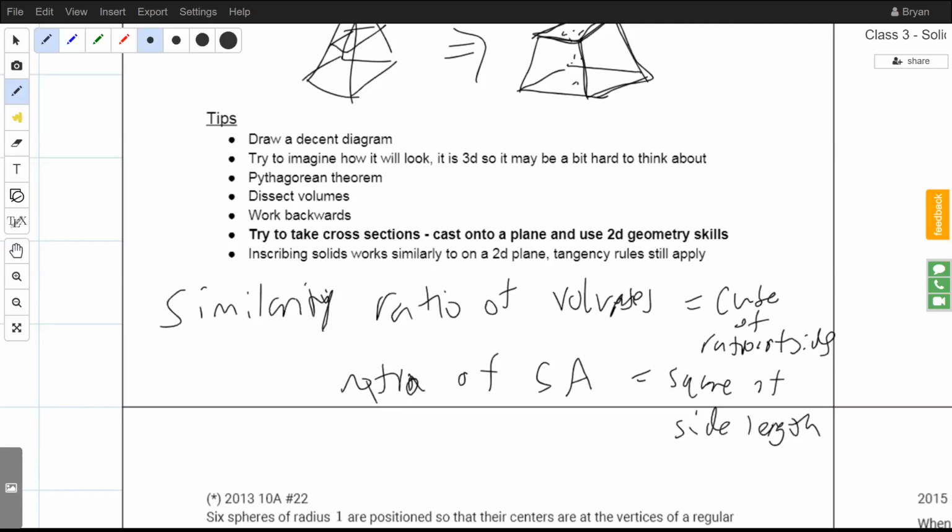And you can think of this as in 2 dimensions, you'd have the ratio of the areas equal to the square of the ratio of the side lengths. So it carries over into 3 dimensions as well, where it's just the cube now, since you have 3 dimensions.